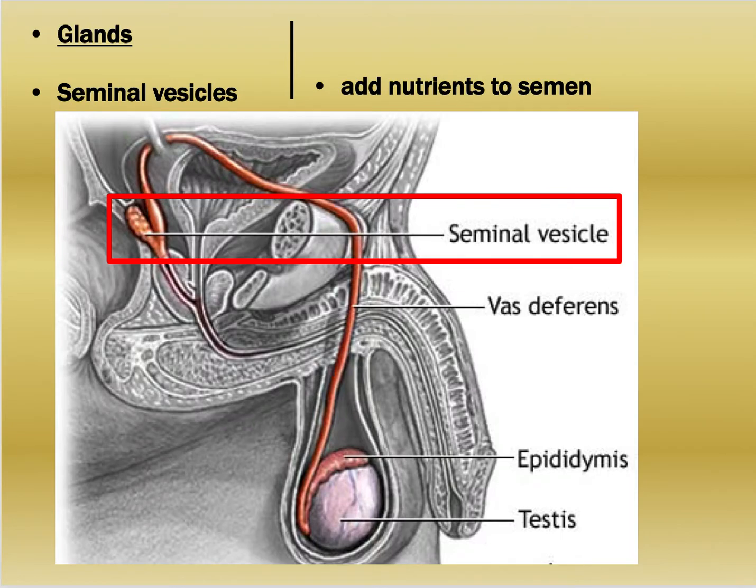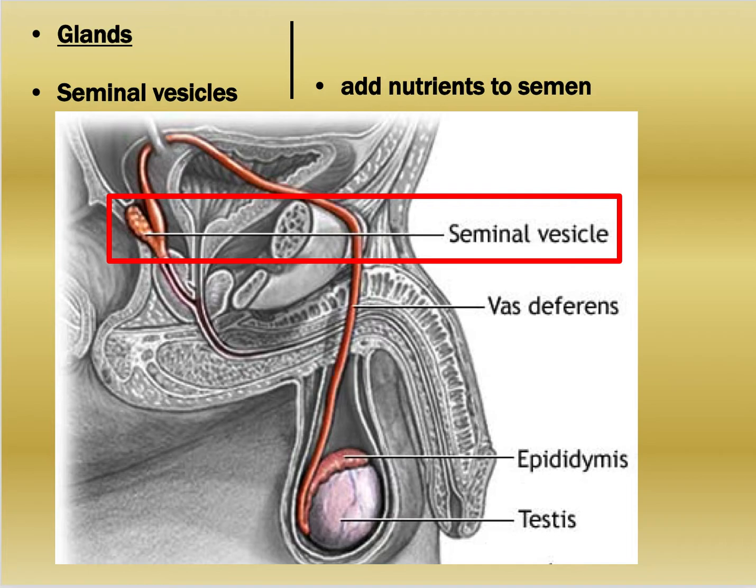And finally, you have some of these glands that I want to talk about. You have the seminal vesicles. This is going to add nutrients to the semen. So if you see here, you have the sperm that is going to be made here in the epididymis. That's going to go up the vas deferens. That's going to go pretty much around the bladder and then into the urethra. Well, in here you have a couple structures that it's going to pass. One is going to be the seminal vesicle. The seminal vesicle is going to add nutrients to the semen.